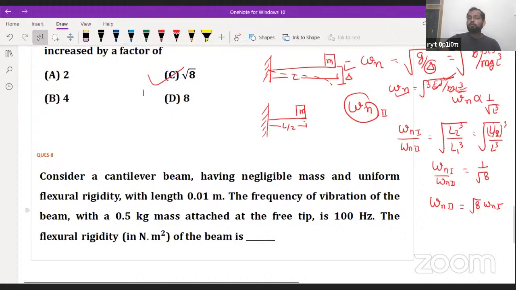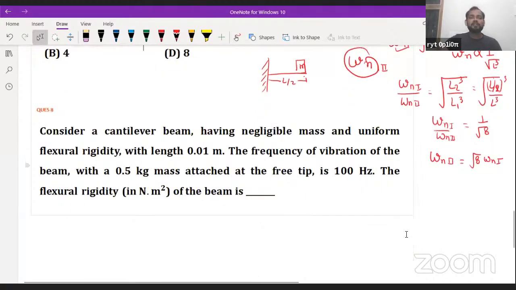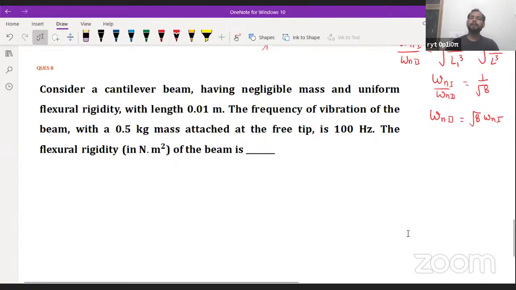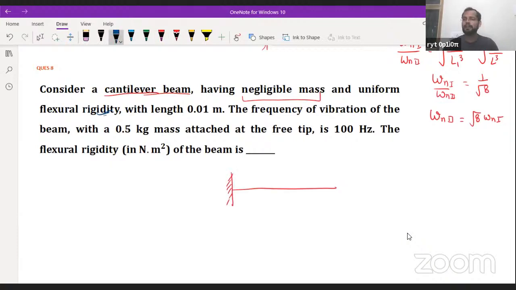Now come to the last question of the session. Consider a cantilever beam having a negligible mass. Can you tell me what is the flexural rigidity? This is the strength of material term. What is the flexural rigidity?